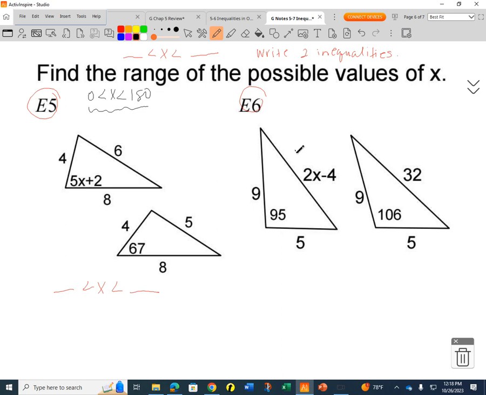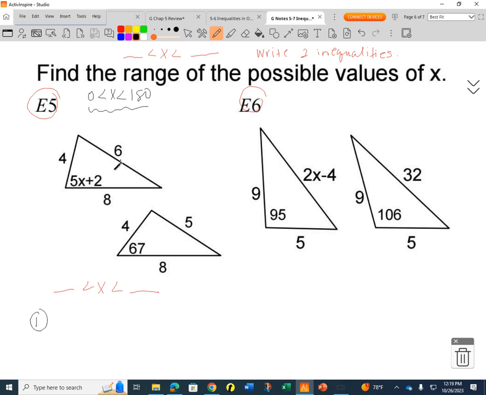We know the total number of degrees in a triangle is 180, right? So all of the measures of the angles inside the triangle, the interior angles, have to be somewhere between, not including, 0 and 180, right? So we're going to write 2 inequalities. The first one is going to be just like I did on the notes, the first part.